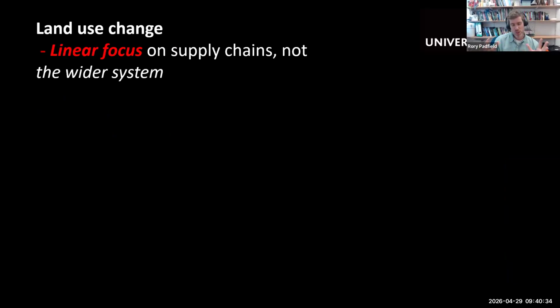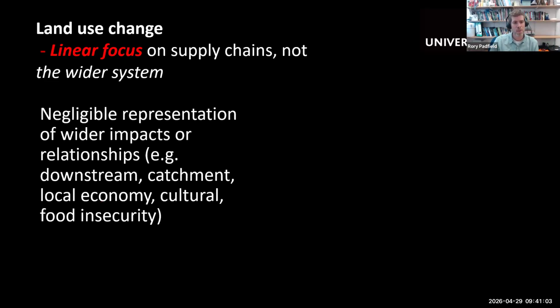What's interesting when you look at these tools, and perhaps it's no big surprise, there's a real linear focus on supply chains. So from production of the crop through to export, in a way. There's not a focus on the wider systems. And when we reflect on sustainability, when we reflect on food systems, we're moving away from just thinking about the linear A to B. We're looking at all of those different connections and relationships. So yeah, very negligible representation of wider impacts or relationships.